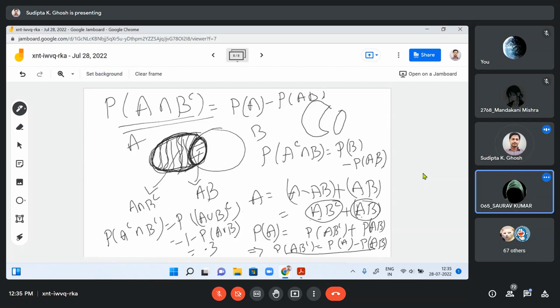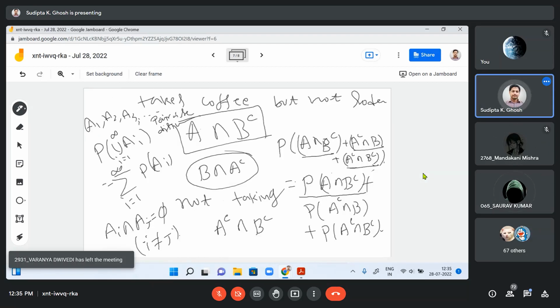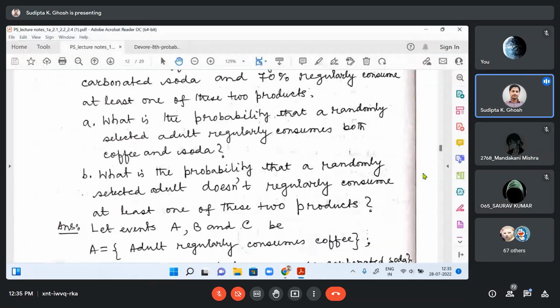Exactly. So is it fine for everyone? Whatever I'm trying to say, this is the value you have to calculate. This number I can also write in this format: probability of A union B complement. Now you see the value, whatever I have done.